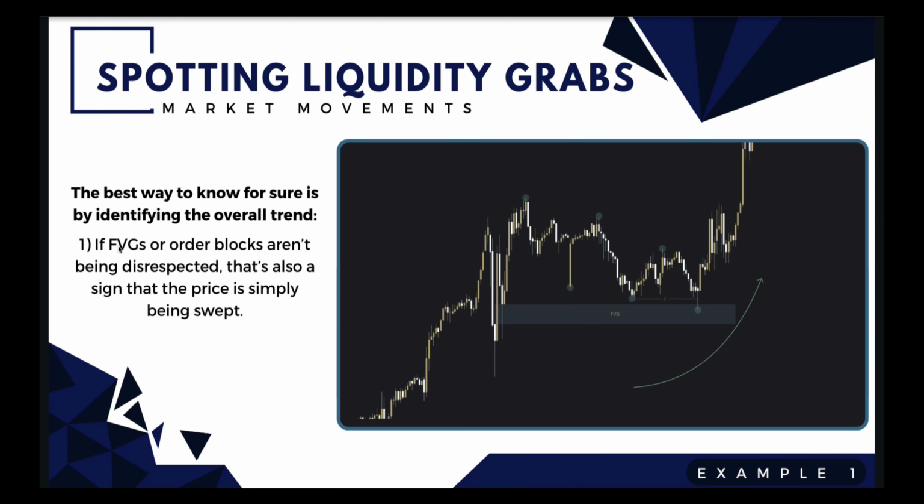So number one, if fair value gaps or order blocks aren't being disrespected, that's also a sign that the price is simply being swept. So as you can see here, we already have this fair value gap being respected on the first attempt. And then what happened here? Price comes down, sweeps some liquidity, taps into the fair value gap, and what did it do? Continue moving back up, right?